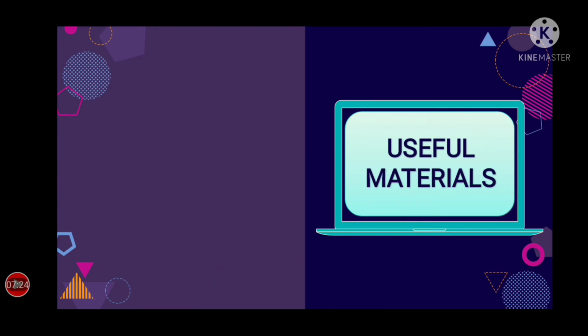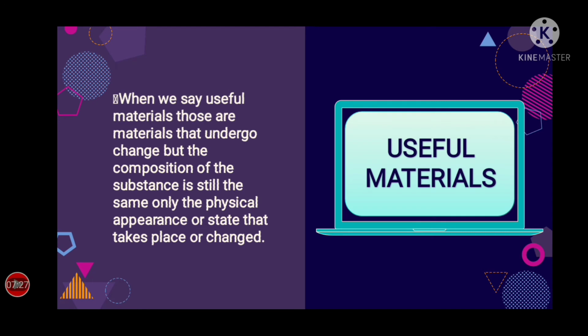So, useful materials. When you say useful materials, those are materials that undergo changes, but the composition of the substance is still the same. Only the physical appearance or state changes. So, yung chemical substance pala ng mga useful materials, hindi nagbabago. Yung appearance pwede magbago, pero yung chemical substance, hindi talaga siya magbabago. Because that is already the content of that specific material, which cannot be changed, but it can be deformed.